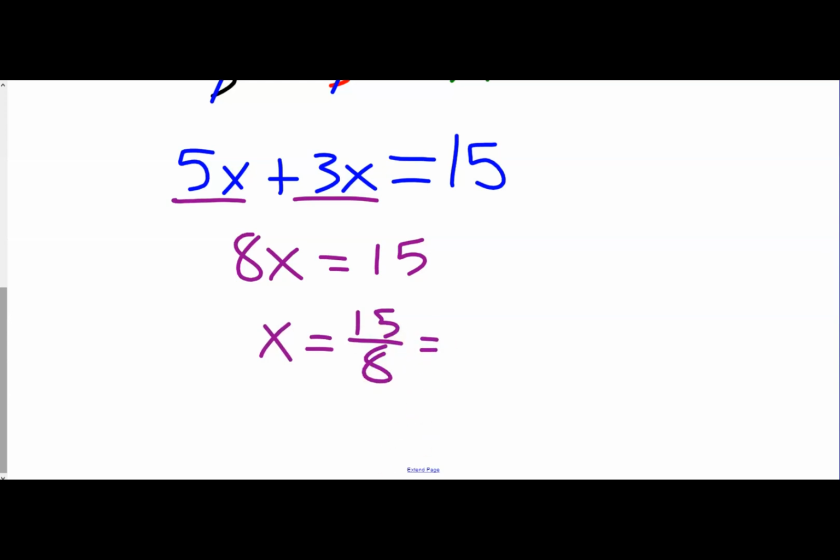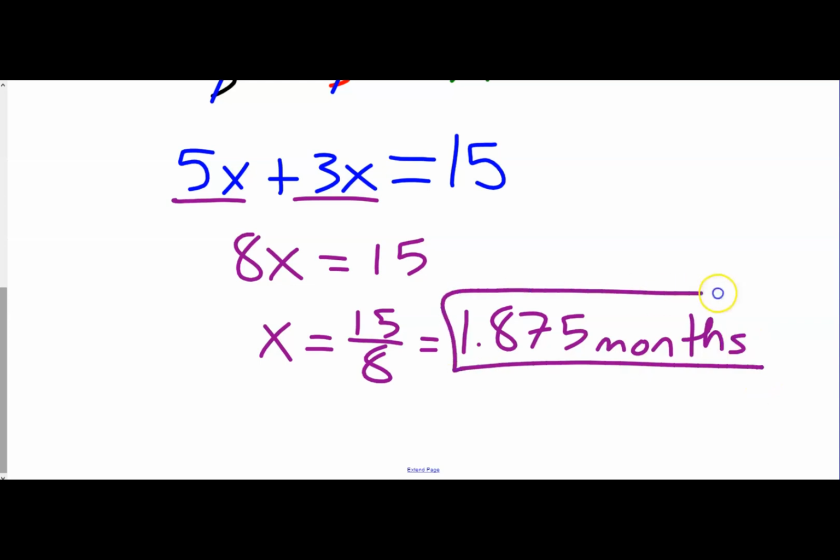But again, we'll want to figure that out because 15 over 8 is just a weird answer. So in the end, if Zawadi and Martha work together, it will take them 1.875 months. So that ends the word problems. Go ahead and bring up the next video, which is over literal equations.